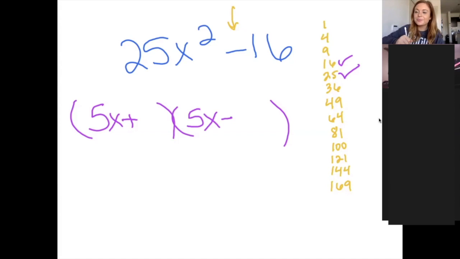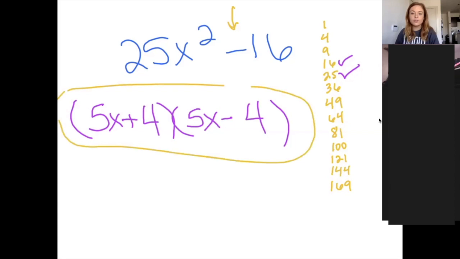Square root of 16. What times what gives you 16? 4. Get your math up. Exactly. That's why. Okay. Difference of squares, that's literally it. Take the square root of the first one plus minus the square root of the second one. Any questions on difference of squares?